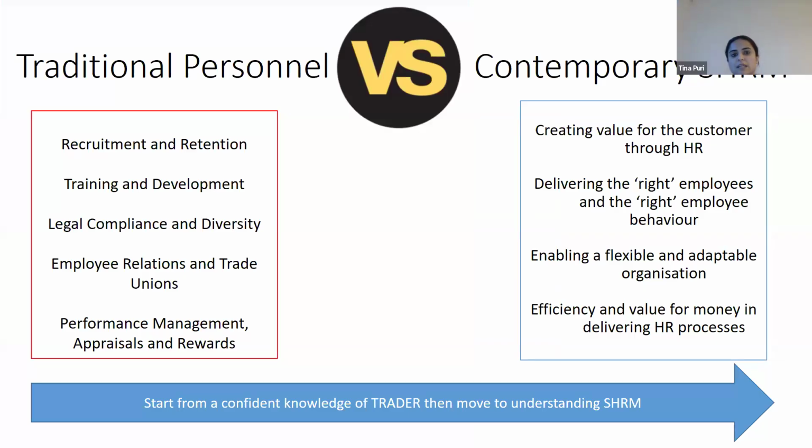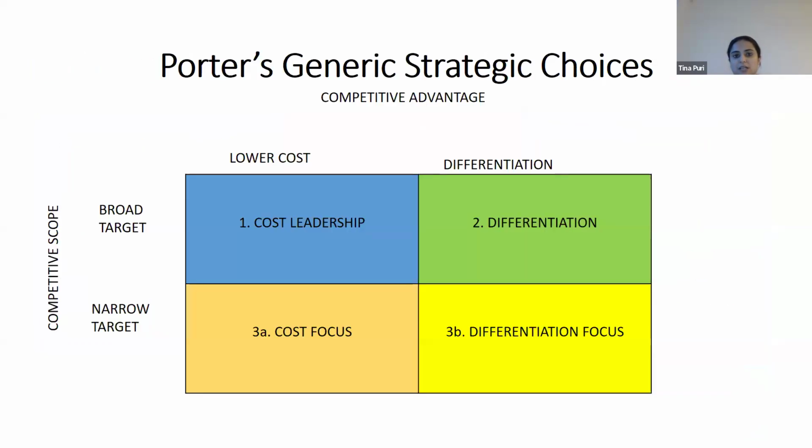So now we can see the difference between traditional personnel and contemporary. The traditional one is recruitment and retention, training and development, legal compliance and diversity, employee relations and trade union, performance management, appraisals and reward. And contemporary, on the other hand, is creating value for the customer through HR, delivering the right employees and the right employee behavior, enabling a flexible and adaptable organization, and efficiency and value for money in delivering HR processes.